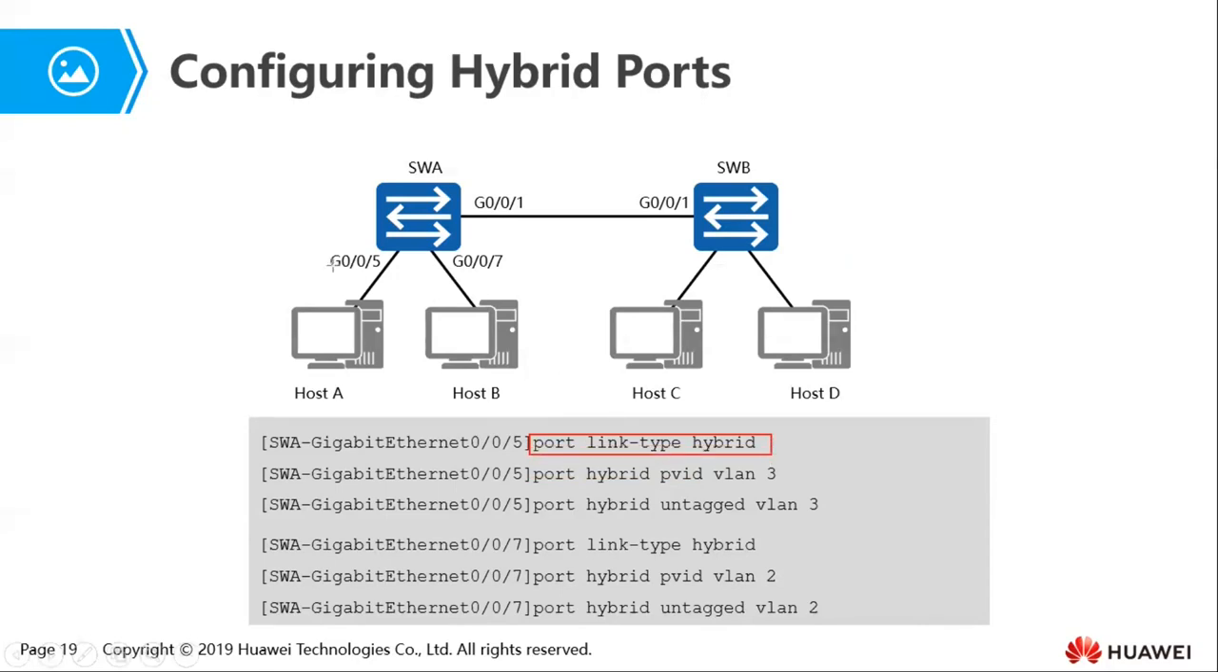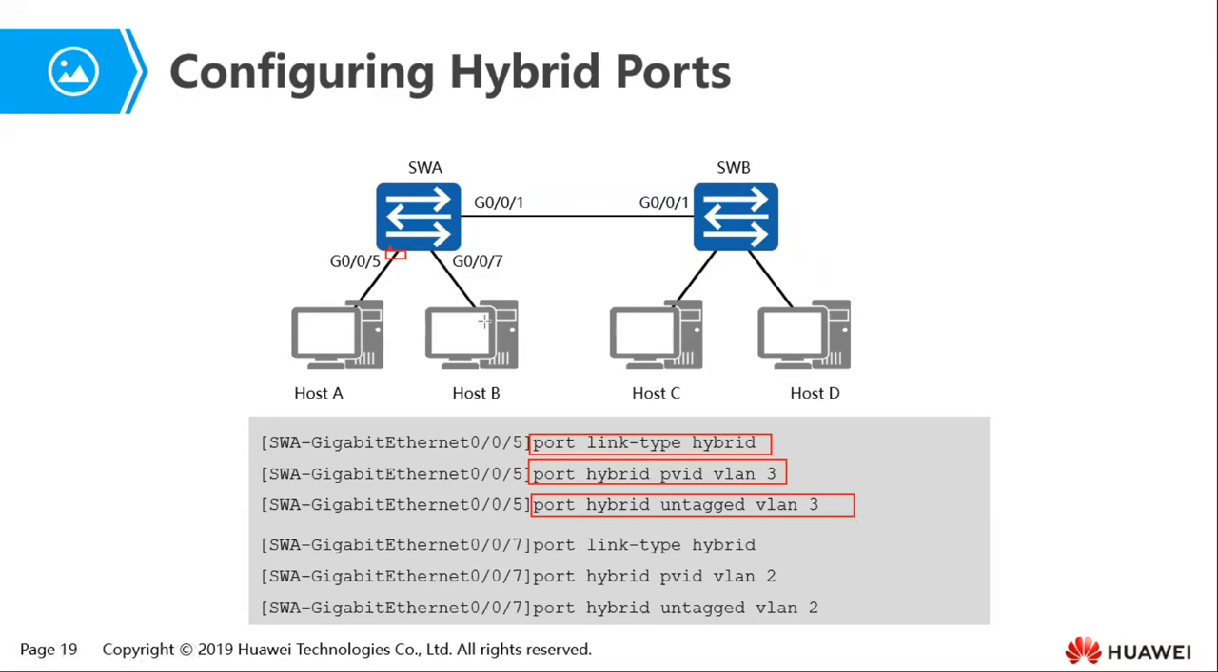So in a particular interface like G0/0/5, here you go and say port link type hybrid. Then you give it a PVID, port hybrid pvid vlan 3. So it will have a PVID of 3, then port hybrid untagged vlan 3. Now you have to use this, because this is what will allow that particular interface to untag frames from VLAN 3 and forward it to host A.